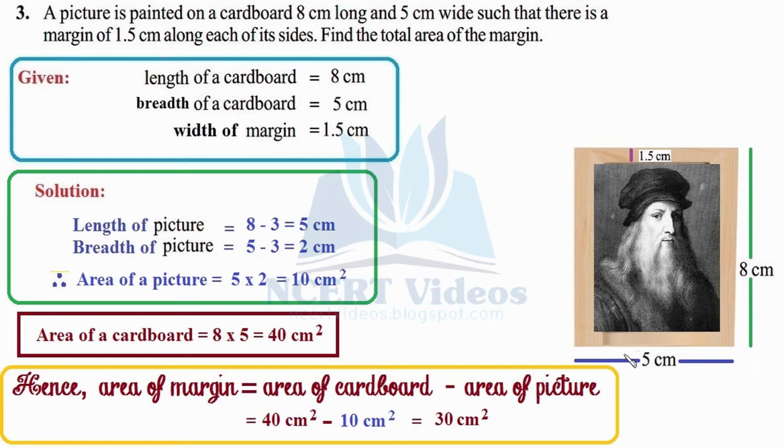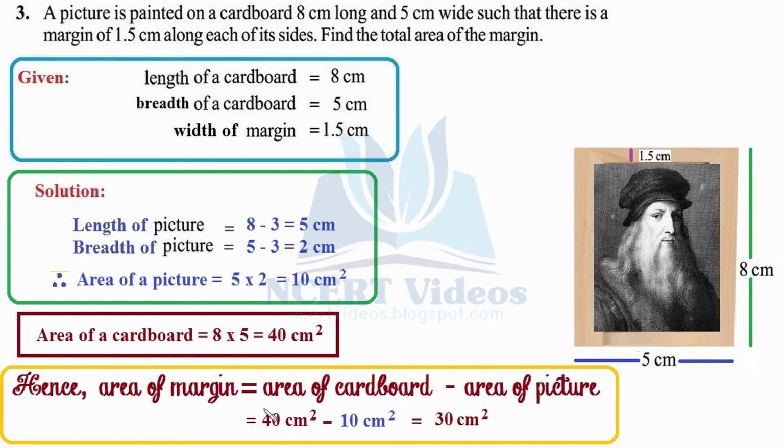Again, breadth of this picture will be equal to 5 minus 1.5 and again minus 1.5, which gives you 5 minus 3, that is 2 cm. So area of picture will be equal to 5 into 2, that is 10 centimeter square. We were required to find area of cardboard. So what will be area of cardboard? The area of cardboard is simple, that is 8 into 5, that is 40 centimeter square.